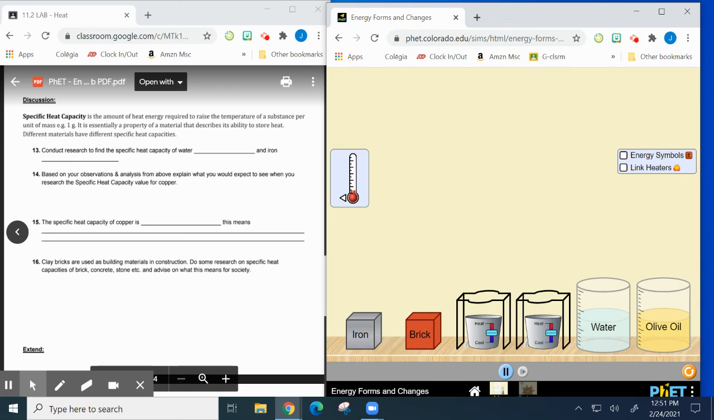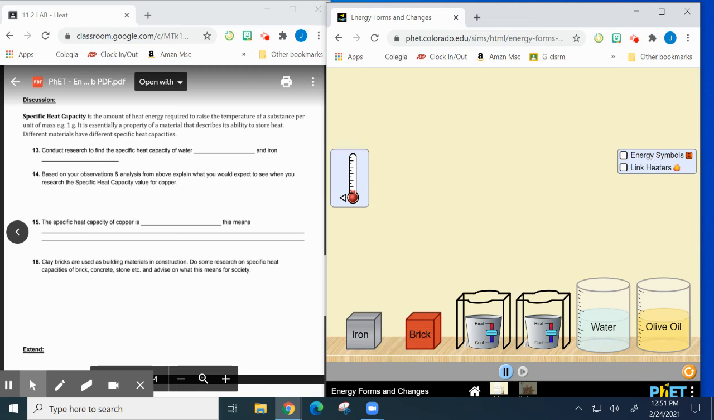So then 14, based on your observation and analysis from the above, what would you expect to see when you research the specific heat capacity for copper? So copper's a metal like iron, and I would expect the specific heat capacity of copper to be something like that of iron, although I think that it's probably lower. The reason is just because copper is a good conductor, so I think it's going to take less energy to heat copper, but I don't actually know.